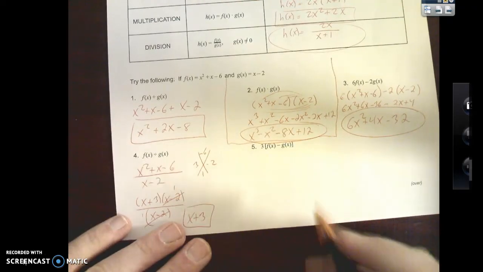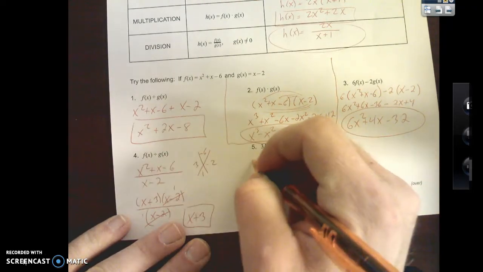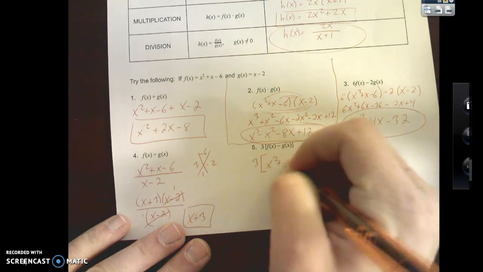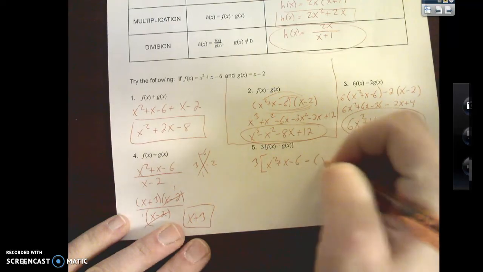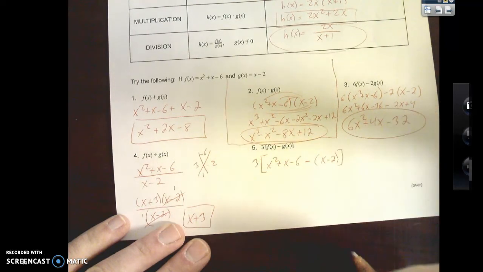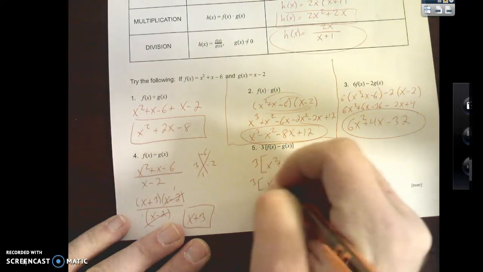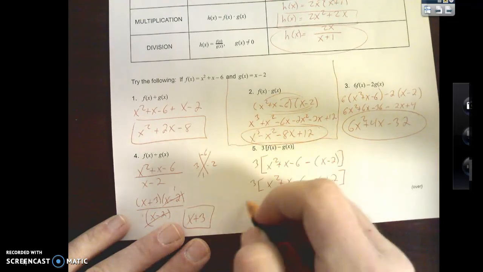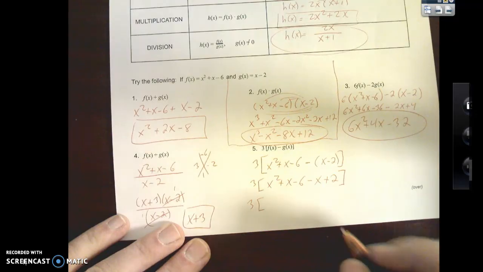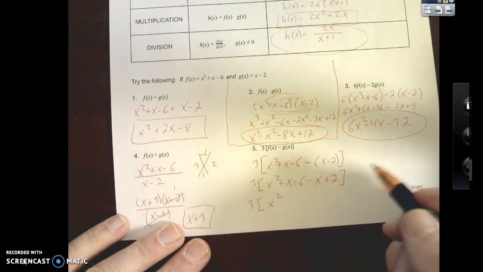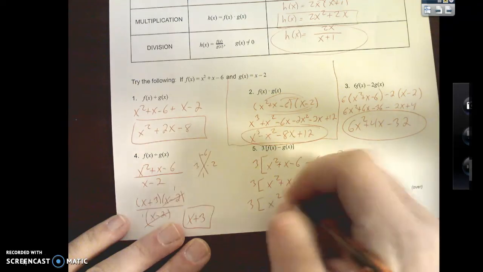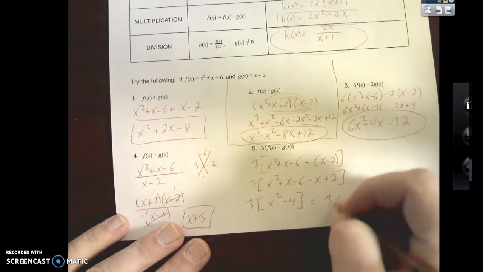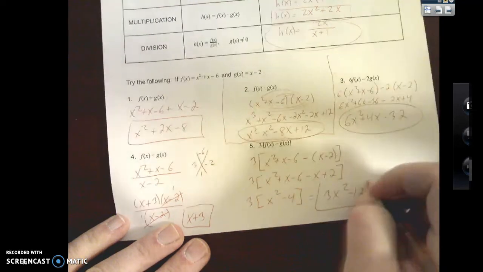Finally, 3 parentheses f of x minus g of x. Okay, so you write it just like you see it: 3 bracket, x squared plus x minus 6 minus g of x, which is x minus 2. So I'm looking at 3 bracket x squared plus x minus 6 minus x plus 2. 3 bracket x squared, x minus x cancels out, negative 6 plus 2 is negative 4. One last cleanup, distribute the 3 in: 3x squared minus 12.